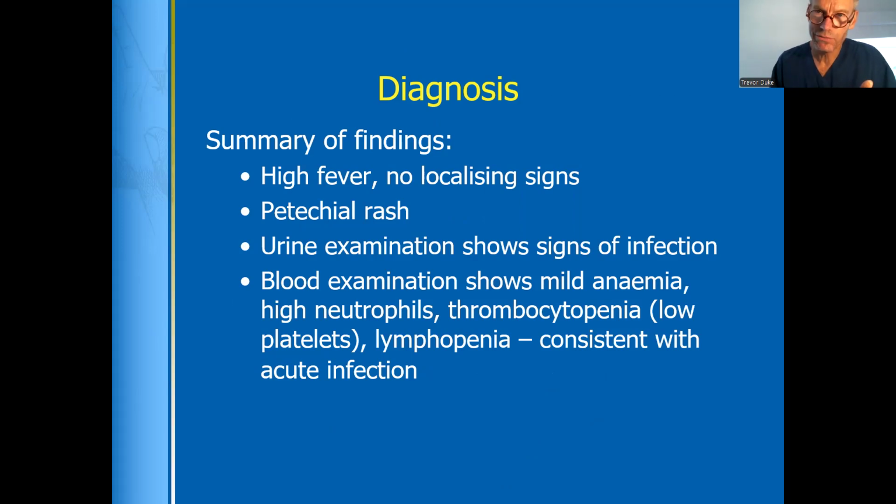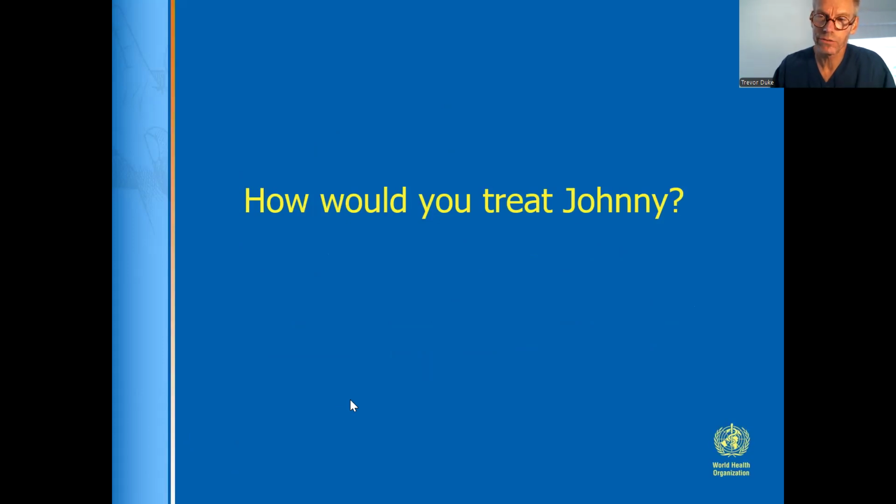Johnny had a high fever with no localising signs, a particular rash related to his thrombocytopenia. His urine examination showed signs of infection, and his blood examination showed signs of mild anemia, high neutrophil count, low platelet count, and lymphopenia, low lymphocytes, all consistent with an acute infection. So I think we've triangulated the history and the examination and the laboratory investigations and come up with a diagnosis that seems likely. Now, the question is, how do we treat the patient?